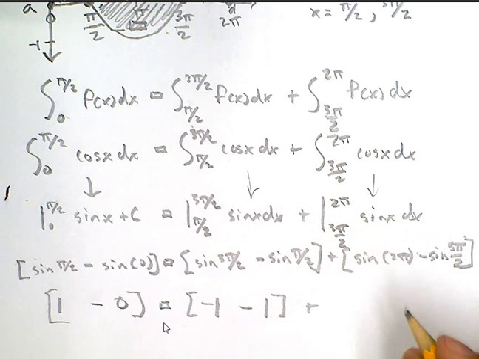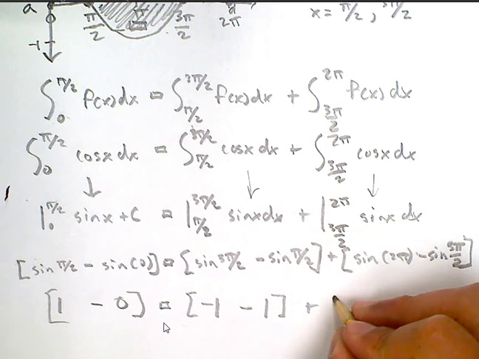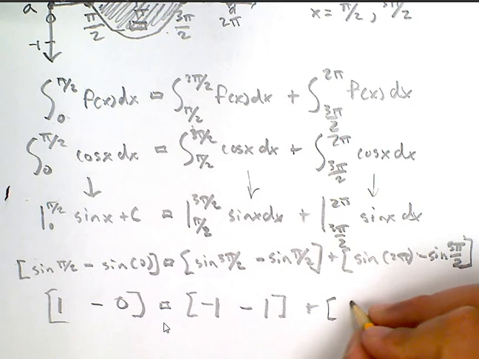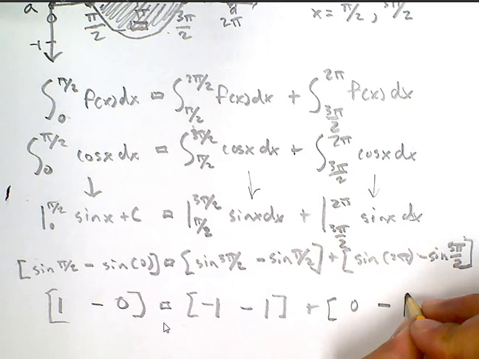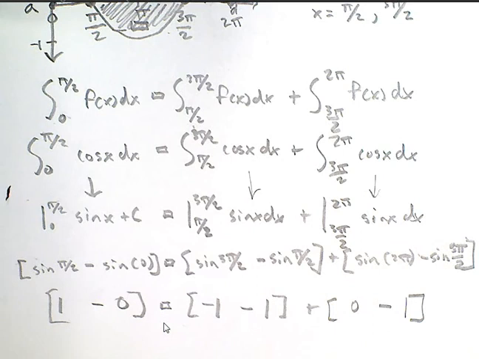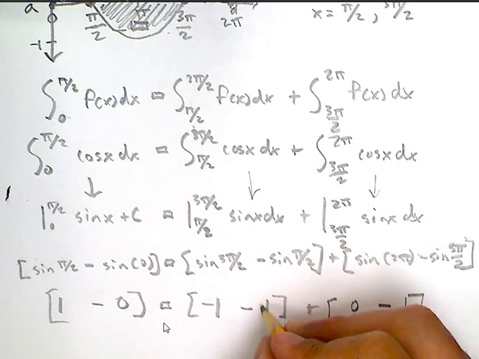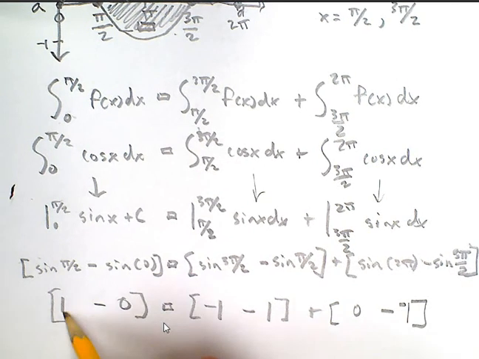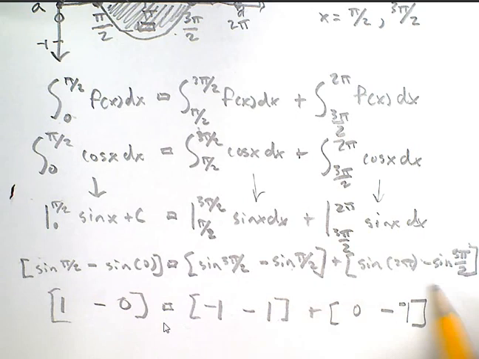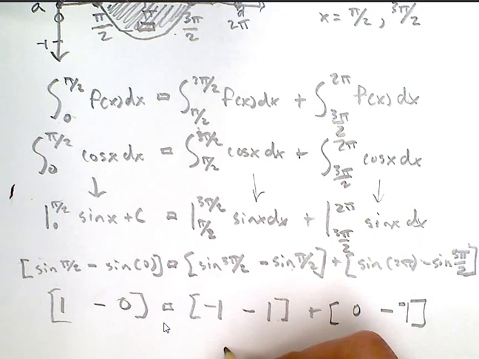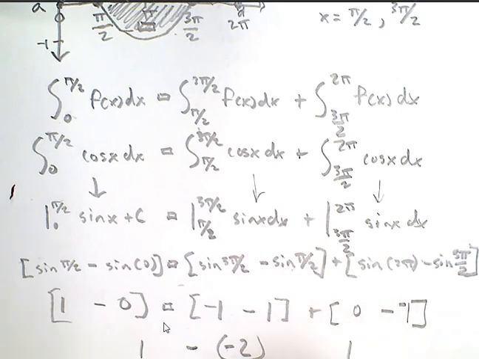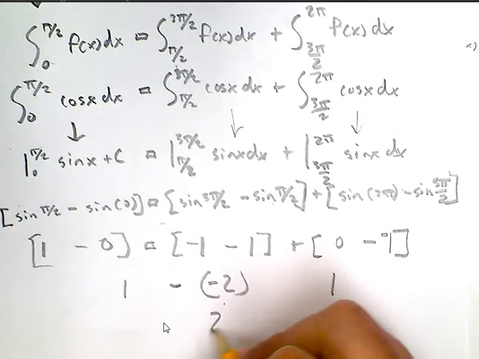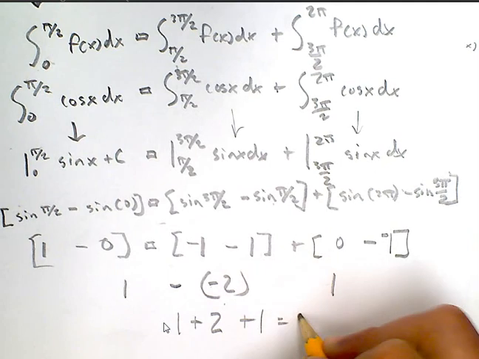Plus 0 minus 1. Okay. Oh, I'm sorry. I got that totally messed up. That's 0 minus negative 1. Let me see. Did I get that? That is negative. All right, so 0 minus negative 1 becomes positive 1. That's negative 2 minus, and that's 1. So that becomes 2 plus 1 equals 5 units squared.